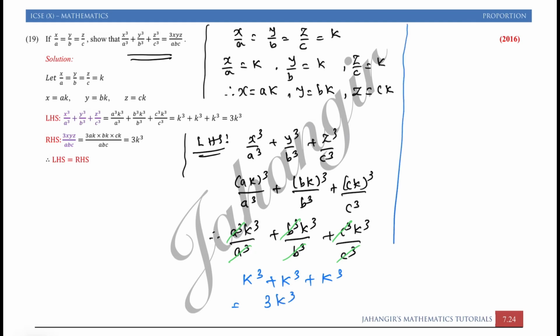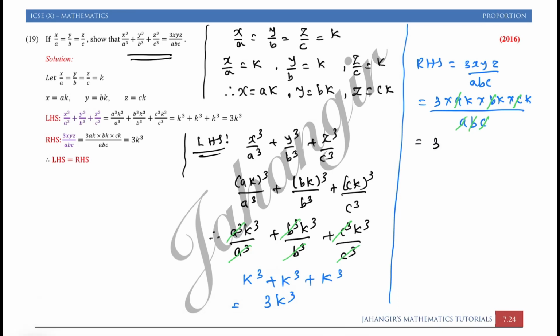Now let us see RHS. In RHS we have 3xyz upon abc. So I can write 3, x value is ak, y value is bk, z value is ck upon abc. So I can cancel. A and a will get cancelled, b and b will get cancelled, and c will get cancelled. So I will write 3k into k into k is 3k cube. So therefore LHS is equal to RHS.